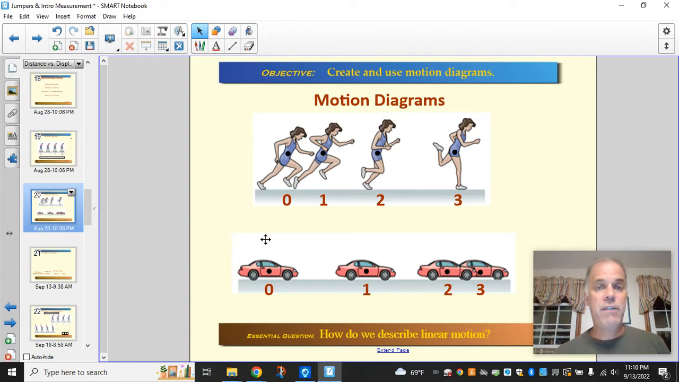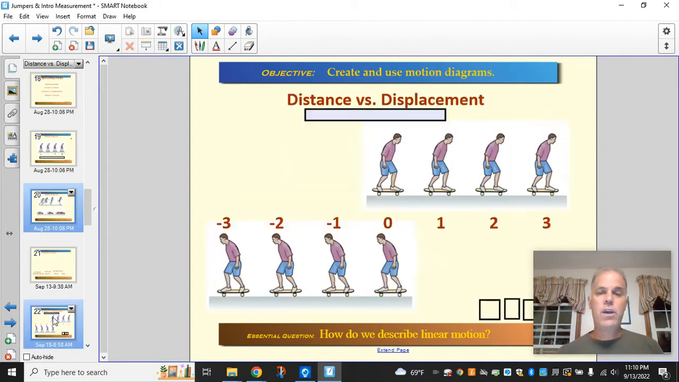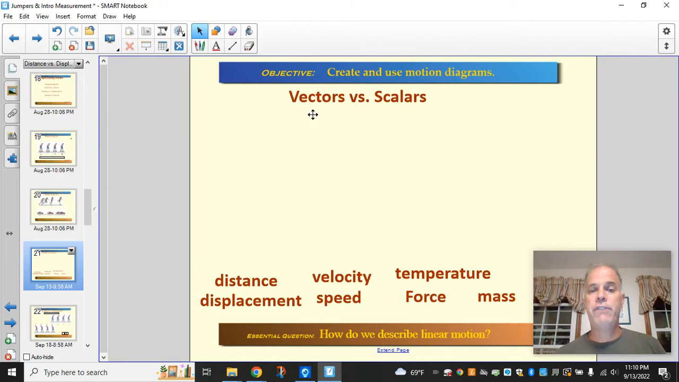So these are actually very versatile, very useful things. They're simple, but they help us visualize motion. That's why they call them a motion diagram. Okay, next we're going to go to the difference between distance versus displacement. But to really get it, we first have to talk about the difference between vectors and scalars.